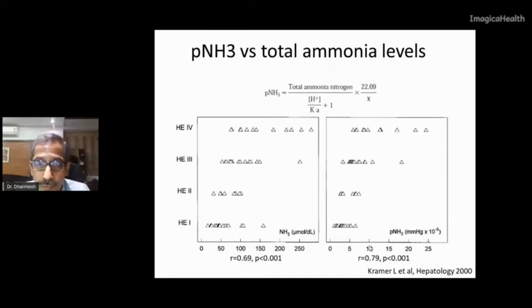Another study from Peter Ferenczi's group, however, suggested that we should almost always be using the partial pressure of ammonia rather than using the ammonia levels in the blood. And they found that there was a better correlation, an R value of 0.69 when we were using the ammonia levels, and an R value of 0.79 when we were using the partial pressure of ammonia to diagnose HE. In this particular study, the HE was also correlated with somatosensory evoked potentials at the median nerve. So there was an equally good correlation between the PNH3 and the SSEPs also, and there was increased latency at higher grades of coma. So the message is that probably the pH is important.